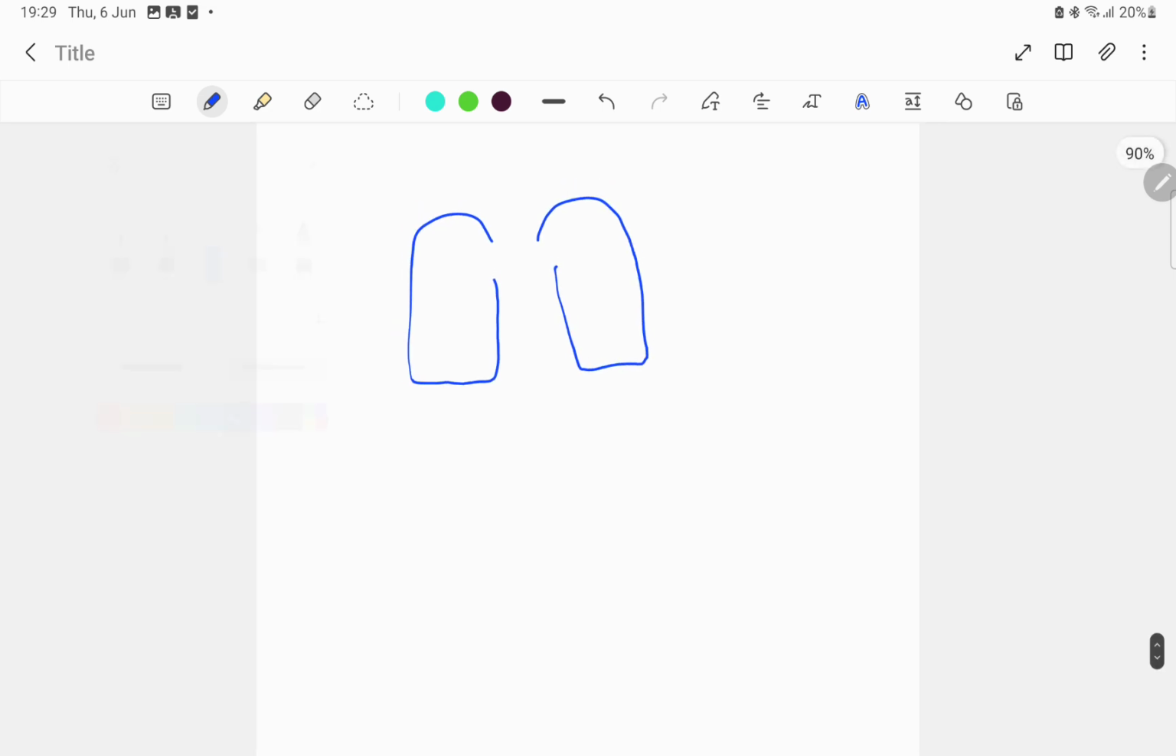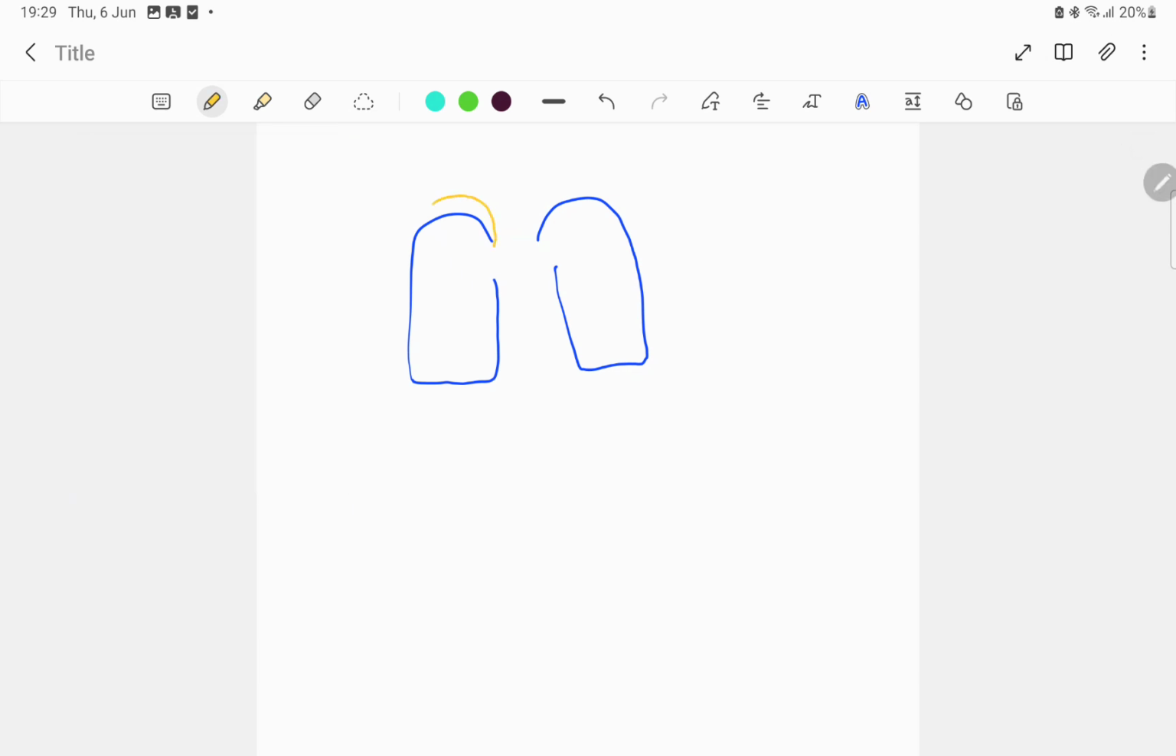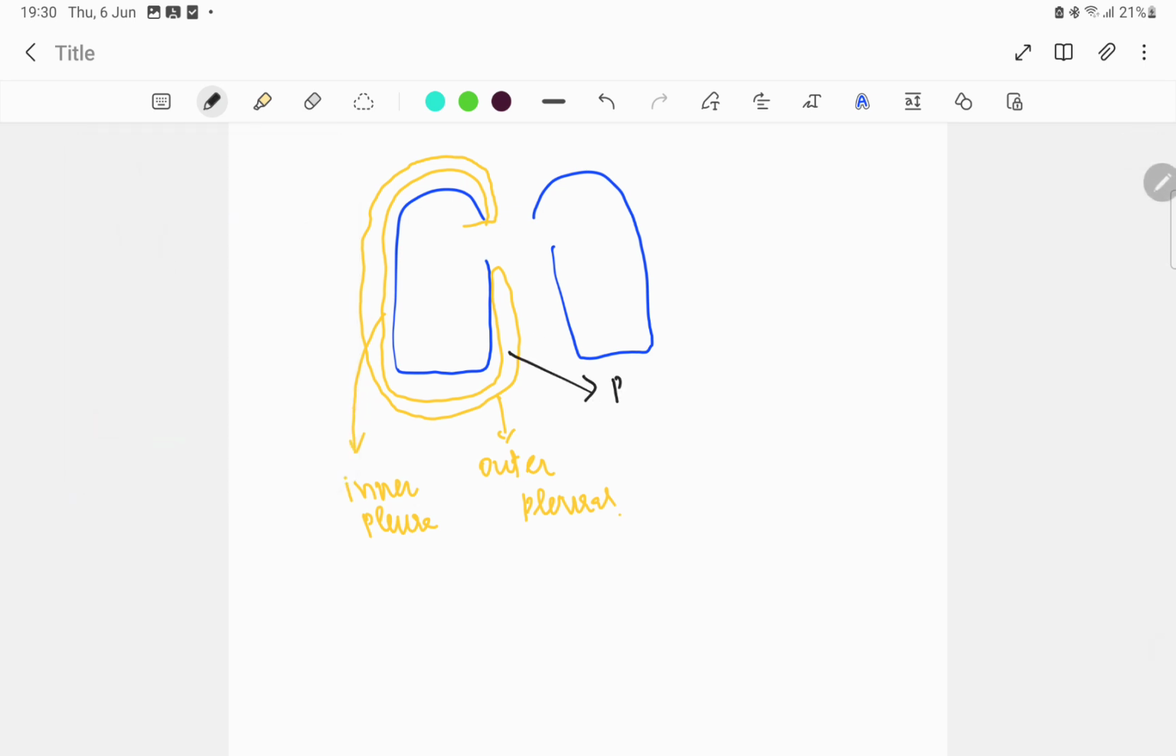The lung is covered on the outer side by a double-layered membrane. I'm going to draw the double-layered membrane. This is one membrane and this is the other membrane. This is the inner membrane. These two layers are called pleura, a double-layered pleura. So this is the inner pleura and this is the outer pleural membrane. In between both the pleurae, some cavity is there, some dead space. That cavity is called the pleural cavity.